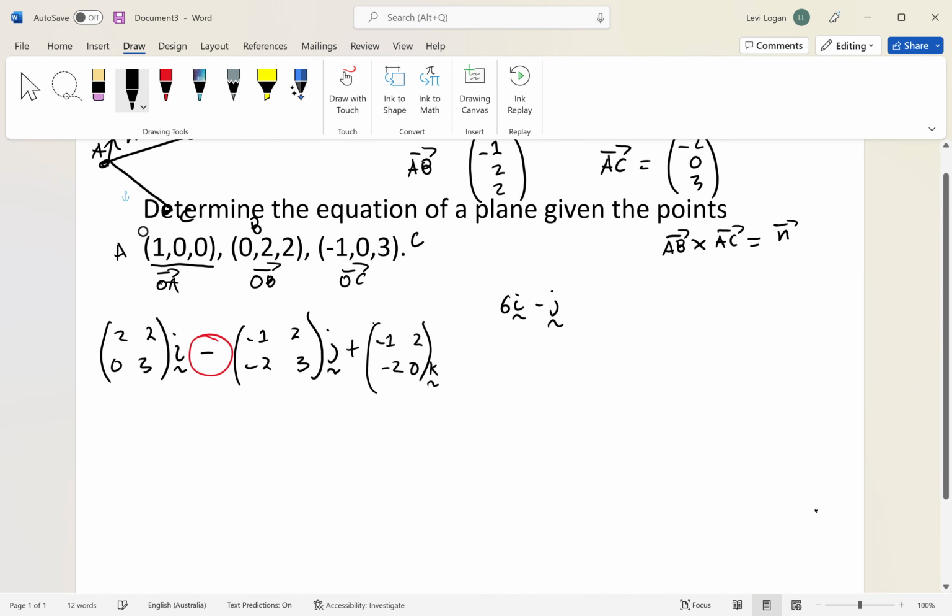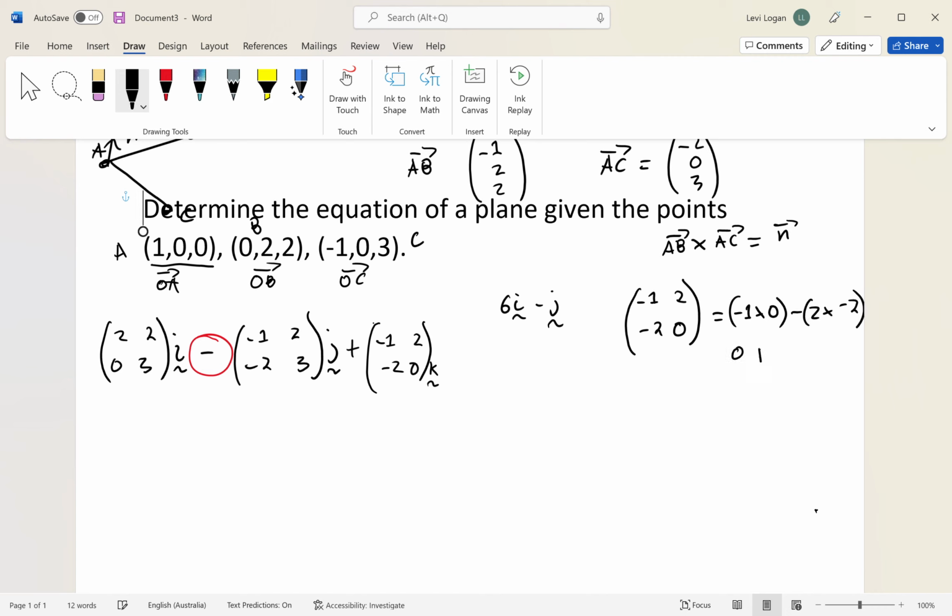Alright, and our last matrix, negative 1, 2, negative 2, 0. So it's going to be negative 1 times 0 minus 2 times negative 2. So we're going to have 0 plus 4k. So plus 4k.